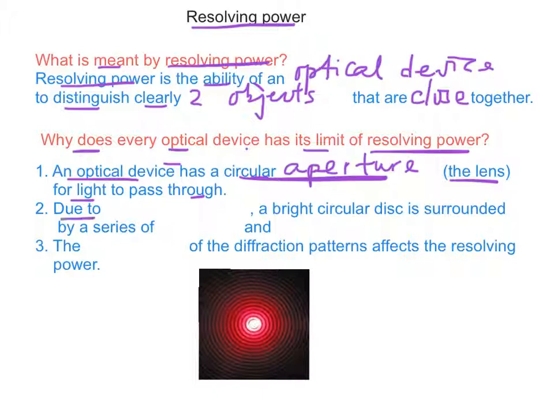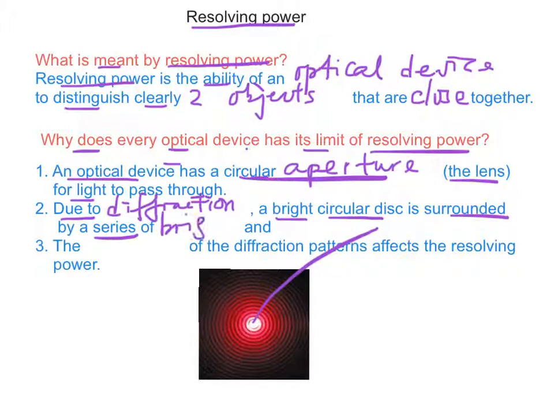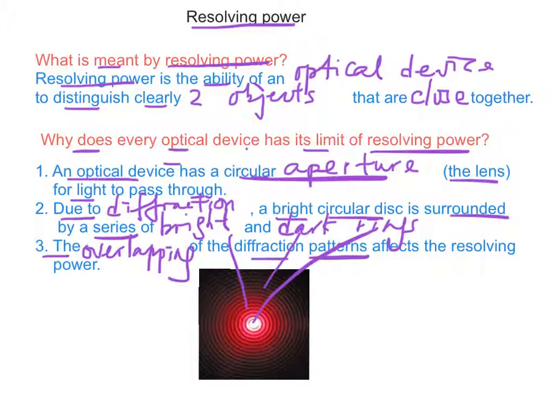However, due to diffraction, a bright circular disc is surrounded by a series of bright and dark rings. Hence, the overlapping of the diffraction patterns affects the resolving power.